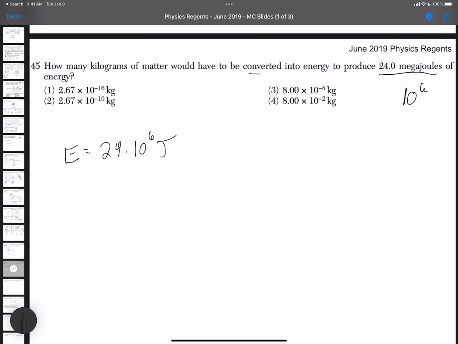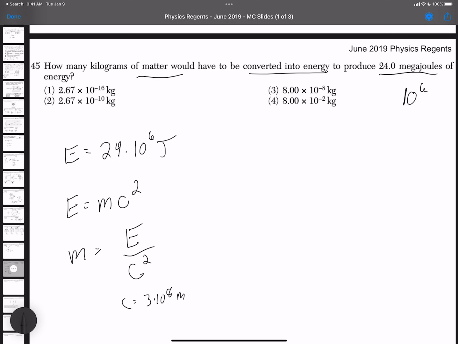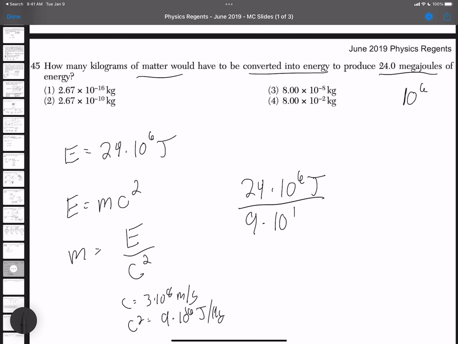Because we're talking about converting matter into energy, we're going to use Einstein's equation, E equals mc squared. And if I solve it for the mass, I get the energy divided by c squared. Remember, c here is 3 times 10 to the 8 meters per second, which means c squared is 9 times 10 to the 16 joules per kilogram. So I'm going to do 24 times 10 to the 6 joules divided by 9 times 10 to the 16 joules per kilogram.